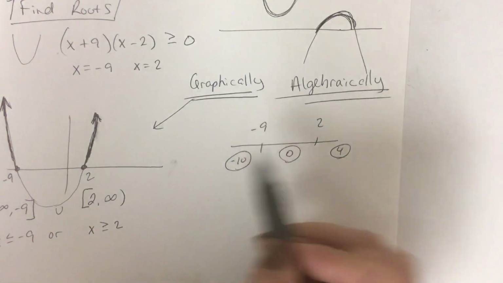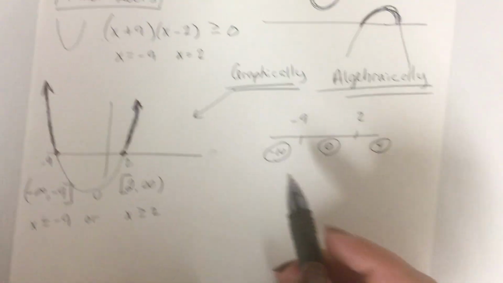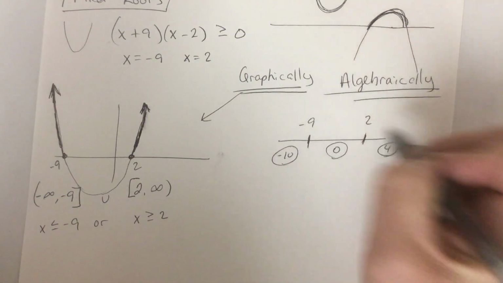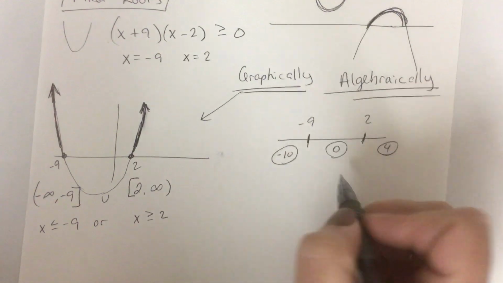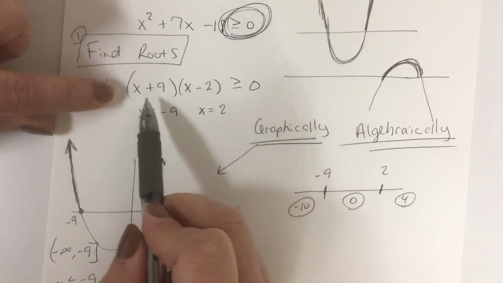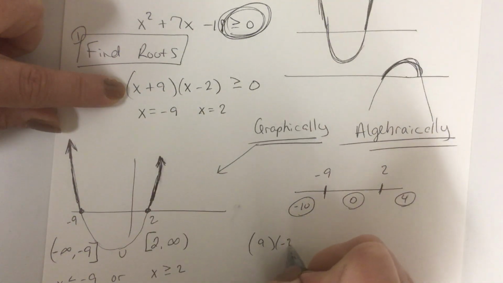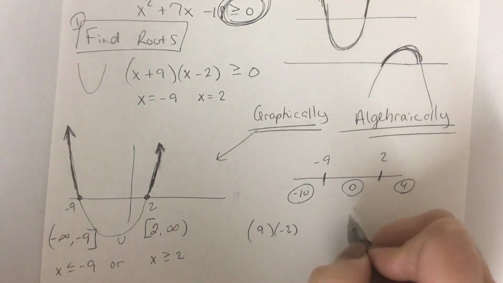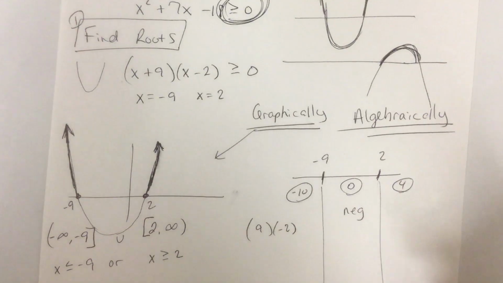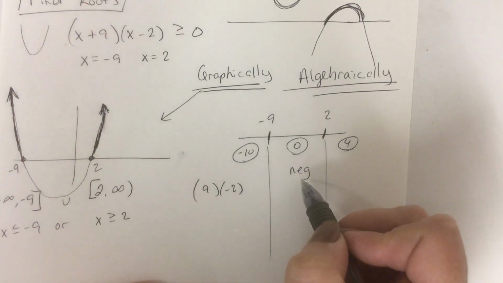It doesn't have to be 1 more or 1 less. It's just somewhere in that section, because we found that the only place this parabola equals 0 is at negative 9 and 2. So if I plug in, let's plug in 0. If I plug 0 in, I can plug it in here and get 0 plus 9, which is 9, and 0 minus 2 is negative 2, and get negative 18, so I get a negative number in here. So any number that I pick between negative 9 and 2 is going to give me a negative answer.